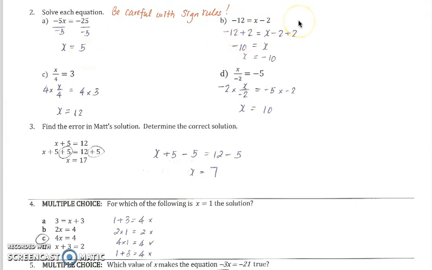Question B. Negative 12 is equal to x minus 2. Where is x? On the right side. We need to isolate that. So keep it on the right side, but now we have to undo the minus 2 by adding 2 on both sides of the equation. So the right side is easy. It's just x. Now this is equal to negative 12 plus 2.